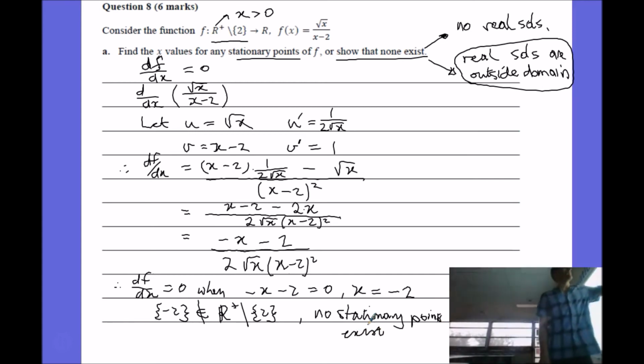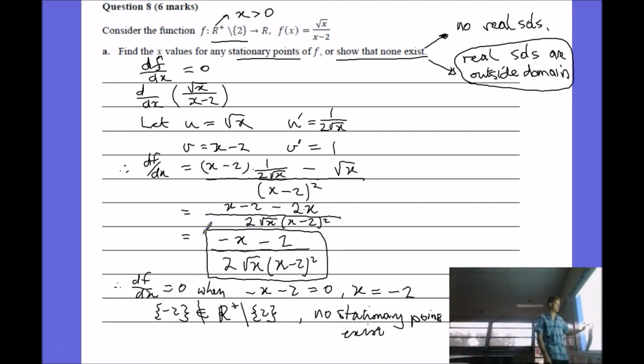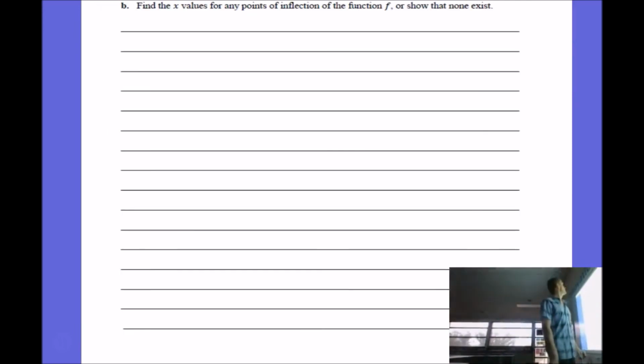Okay, now the next part, it's even funner. We're going to draw on and remember this as our derivative. So now let's find x values for any points of inflection. We'll show that none exist. Right, so this is the second derivative, the derivative of the derivative, is equal to 0.